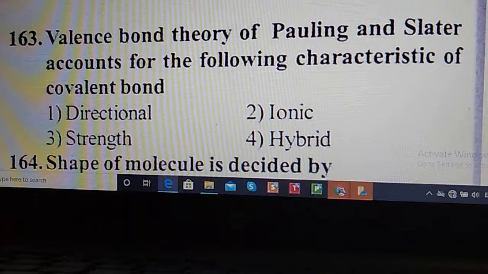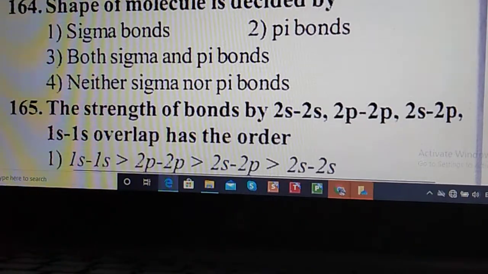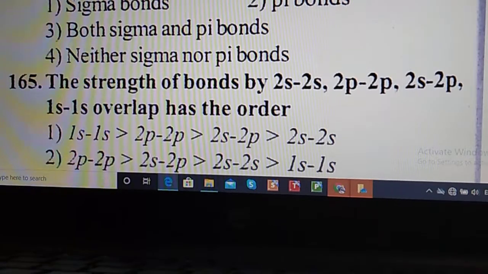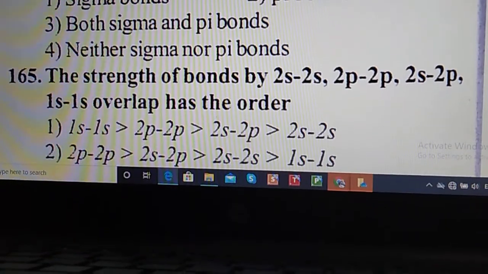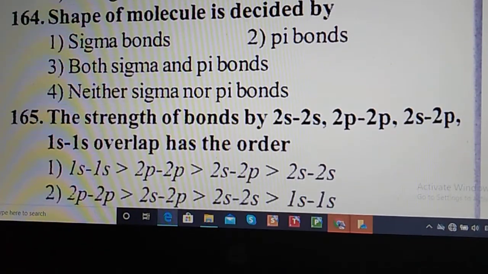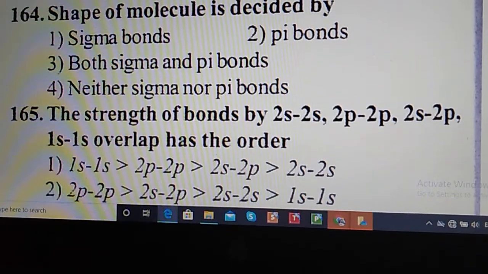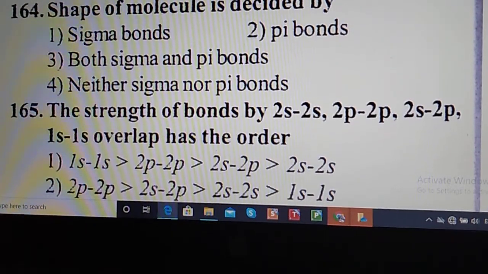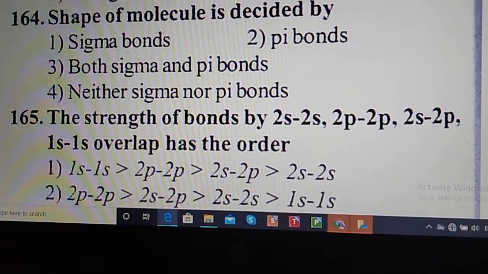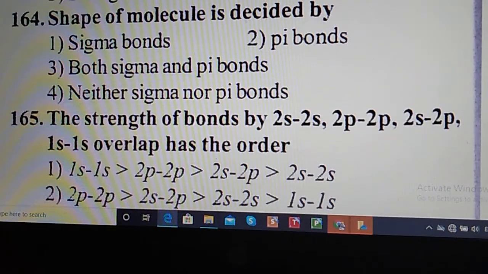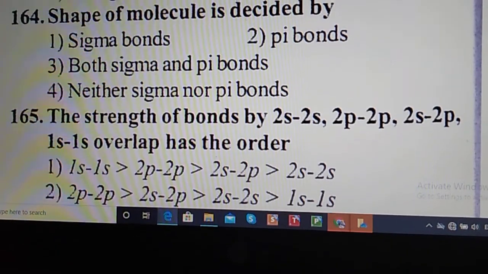Now question number 164. The shape of the molecule is decided by, dear student, the sigma bond, not the pi bond, because only sigma bond undergoes hybridization, formed by hybrid orbitals. But the pi bond is formed by unhybridized orbitals, above and below the plane. It does not decide the shape. Which one decides the shape? Only the sigma bond.